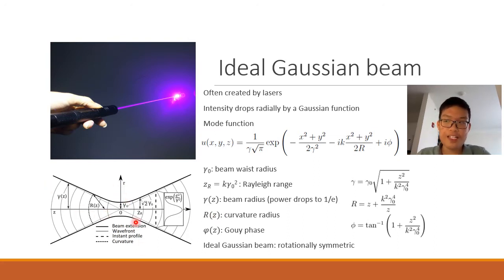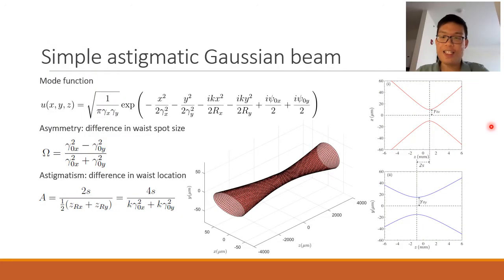And this figure is for an ideal Gaussian beam, which is rotationally symmetric. However, in reality, it is very, very difficult to achieve such ideal beams. In fact, most Gaussian beams are astigmatic. So this is about simple astigmatic Gaussian beams, which indicates there will be non-simple astigmatic Gaussian beams, which we will discuss later on in this presentation.